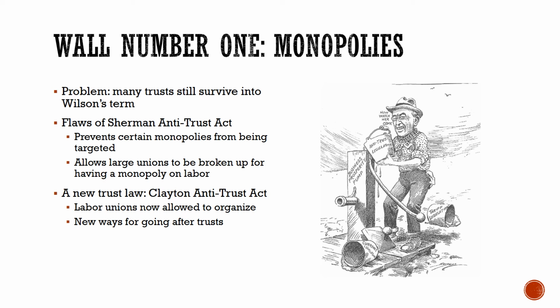So what Woodrow Wilson does is he gets Congress to pass a new law called the Clayton Antitrust Act. And this Antitrust Act allows labor unions to legally organize, and it provides new ways to go after big business. And so with this law in place, Wilson is able to go on and break up even more of the monopolies.